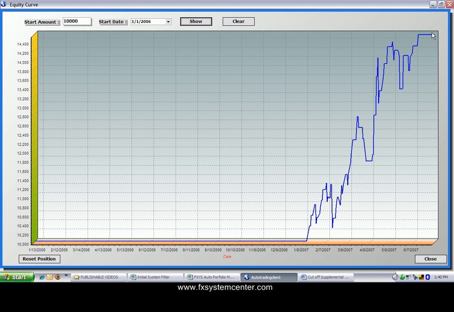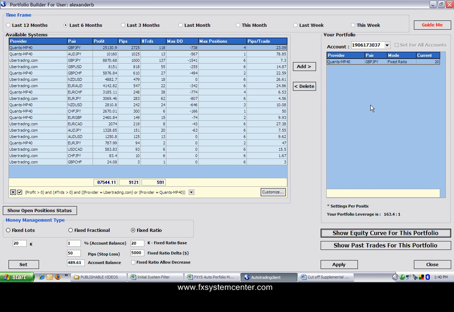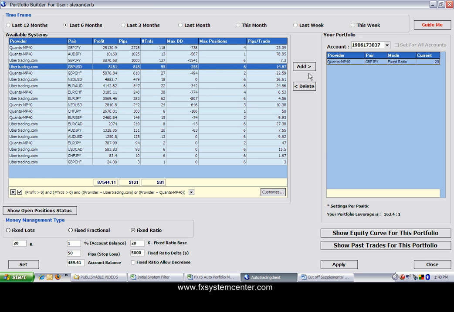Now you can also look at the equity curve for a portfolio. So let's do two systems. Let's take, for example, Quants MP40 on the pound yen, and let's take the ubertrading.com system on the pound US dollar. Let's add them together. And we have the risk management selected, which we'll talk about in other videos. Based on the two systems, you can look at the equity curve for the entire portfolio. So let's look at this.